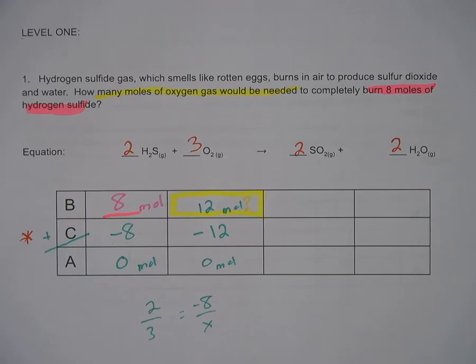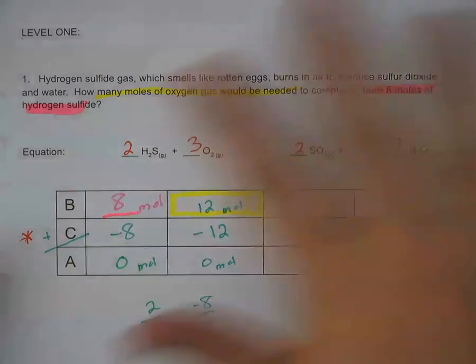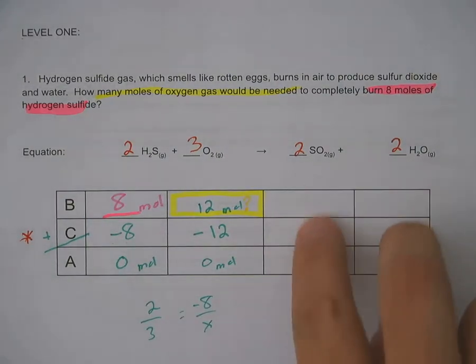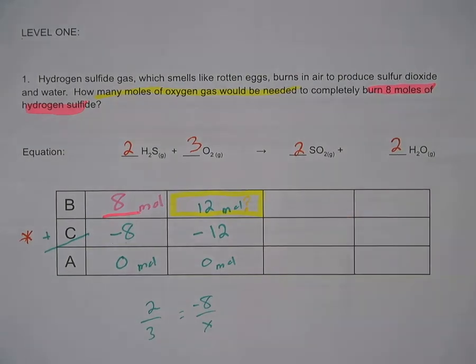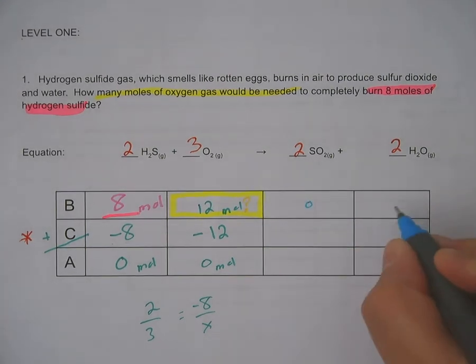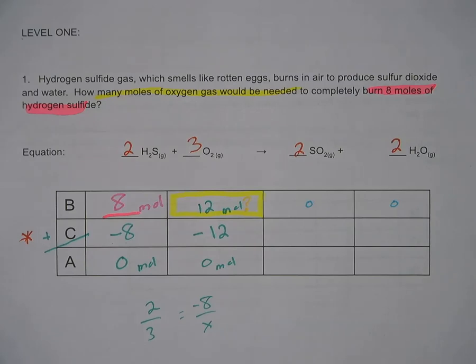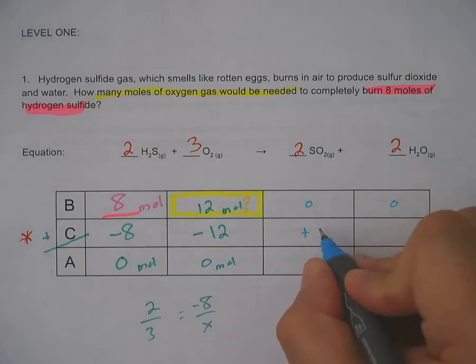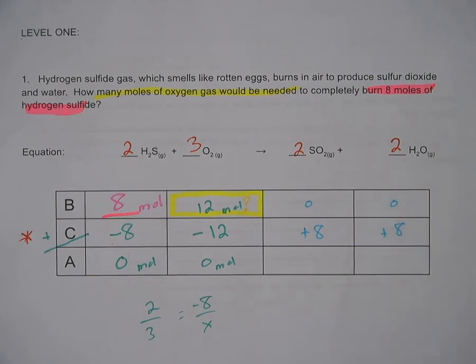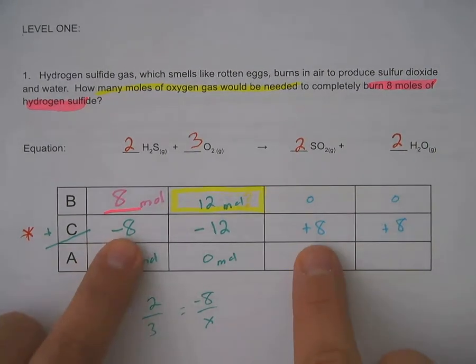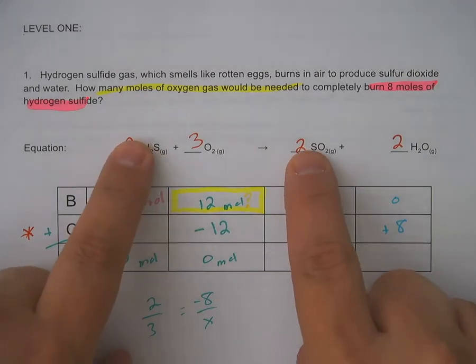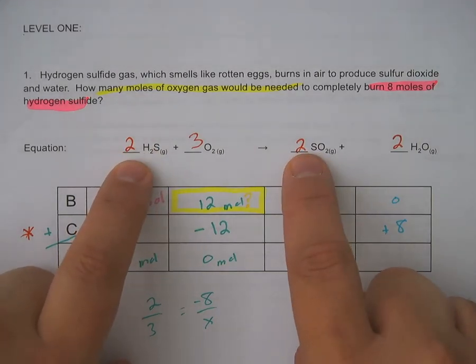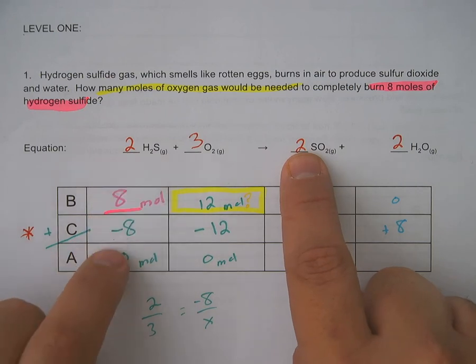We've solved it. Now, just to show you why did we do the whole BCA table here? Why do I have products if we're not even going to use those? Well, we could continue. If there was a second question like, well, how much water do you make, or how much sulfur dioxide, we'd end up with a 0 here because we start with 0 moles of our starting material. And I'm going to put a positive 8 and a positive 8 here.